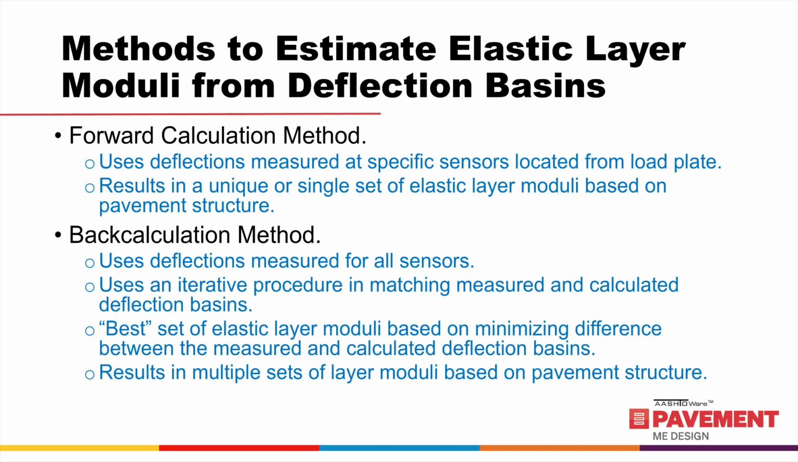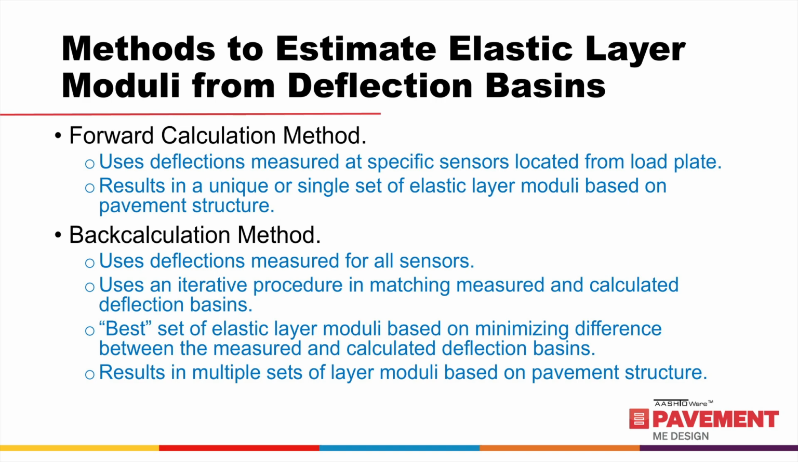Estimating the elastic layer moduli from deflection basins can be grouped into 2 major methods. One is defined as the forward calculation method, and the second is defined as the back calculation method. Both methods use deflection basin data but rely on different approaches which will result in different elastic layer modulus values. The forward calculation method uses deflections measured at specific sensors located from the loading plate, and the results are unique. In other words, a single set of elastic layer moduli will be calculated based on the pavement layer thicknesses simulation.